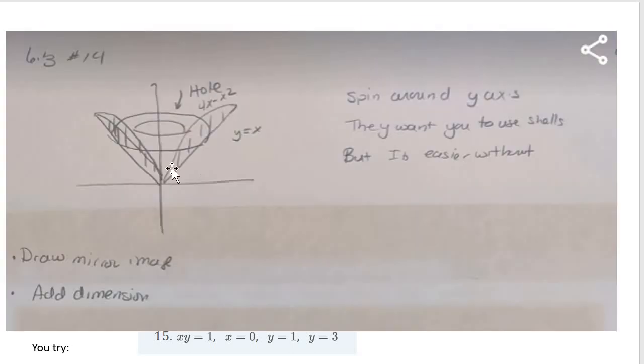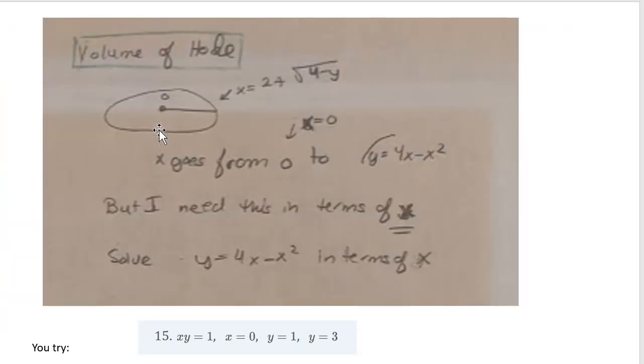The volume of the hole, if you go look at the hole, it touches this curve here. And the formula for this curve is y equals 4x minus x squared. But I'm going horizontally, so I need to know how much distance in x to go. That's what makes this hard. So x goes from 0 to this curve. This is my curve, y equals 4x minus x squared.